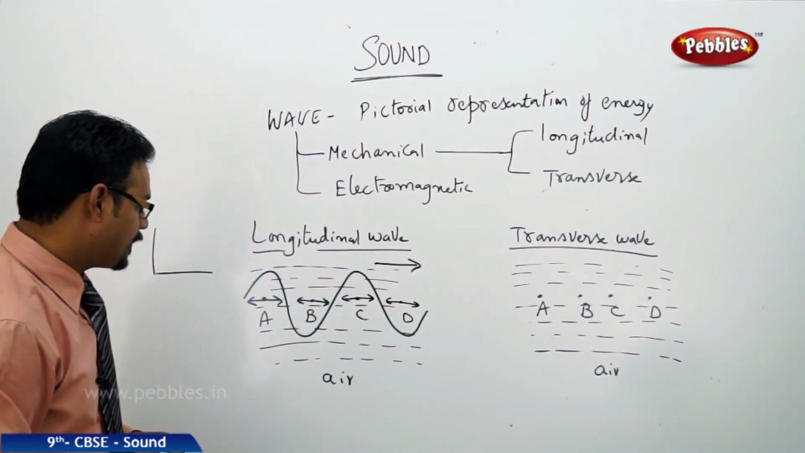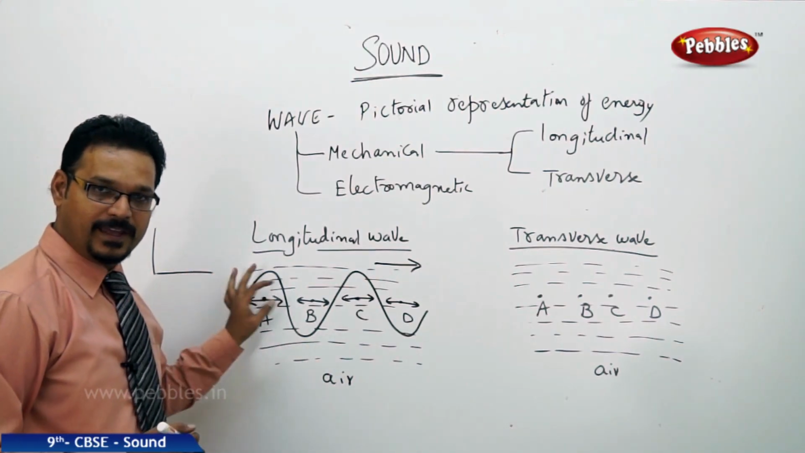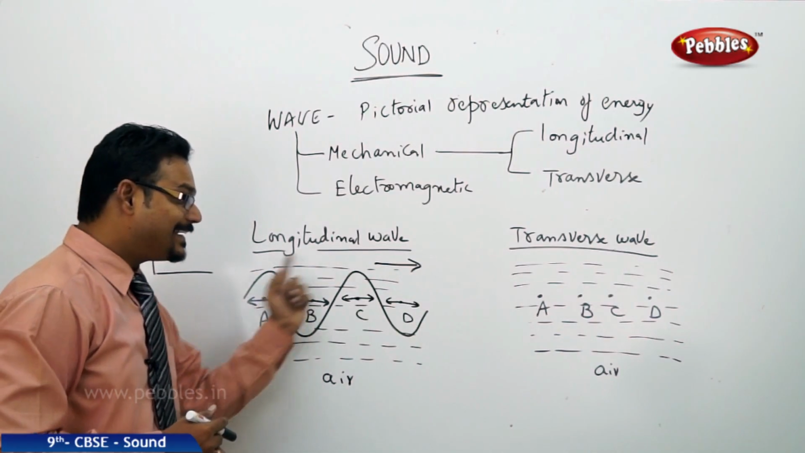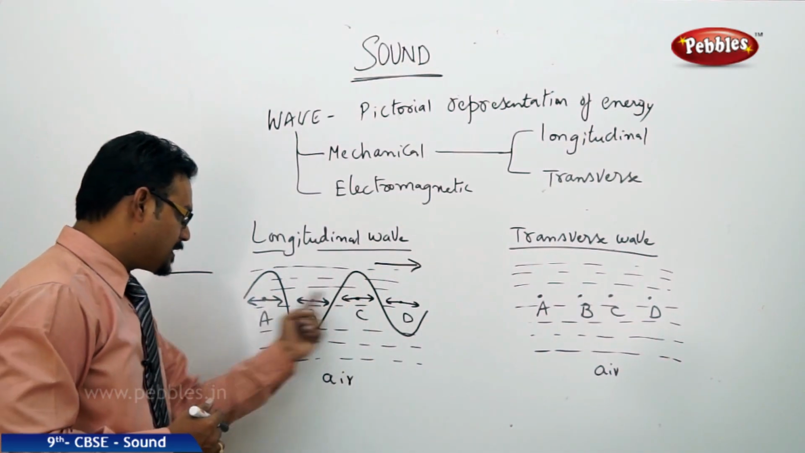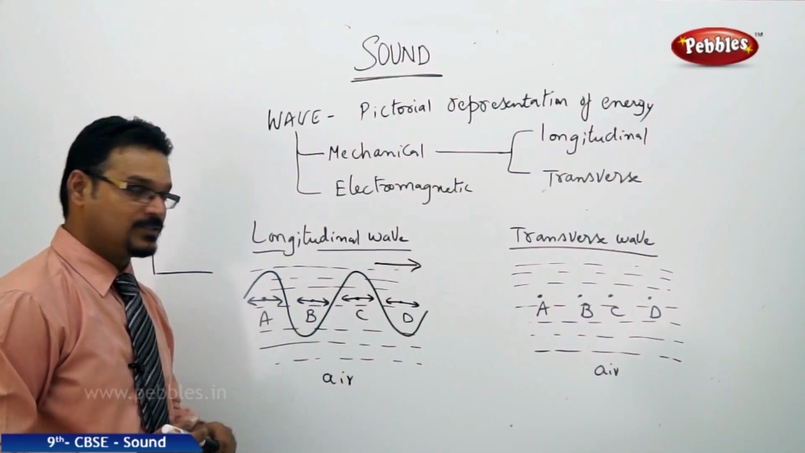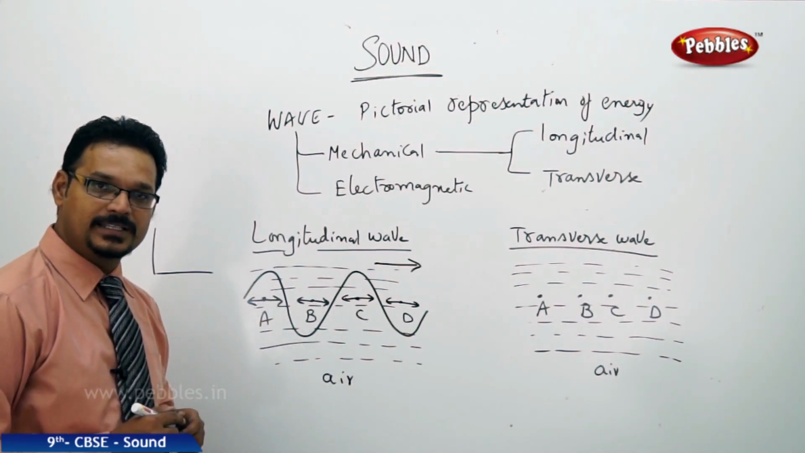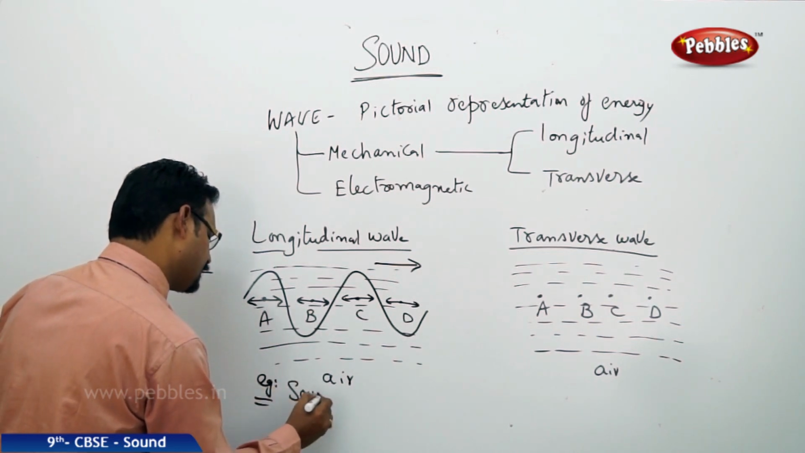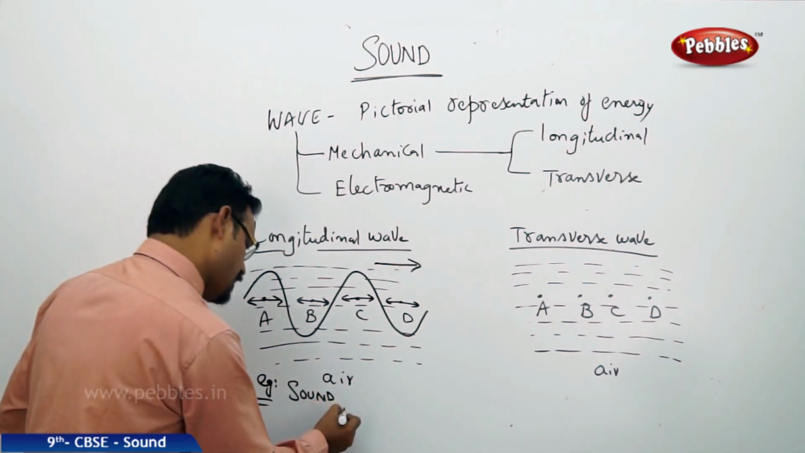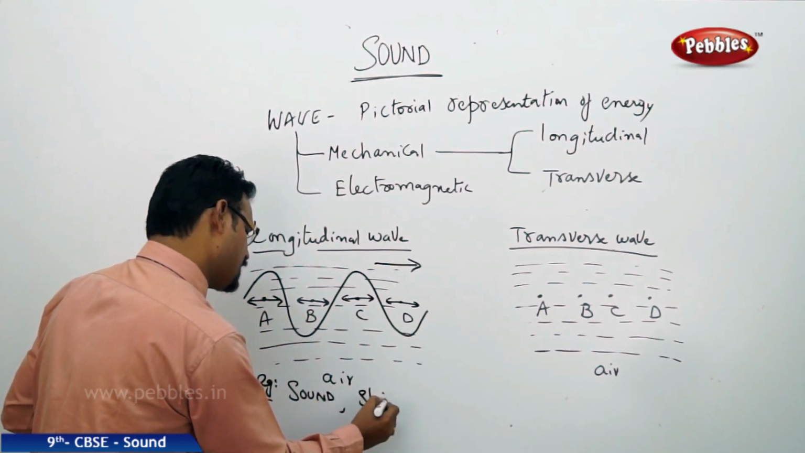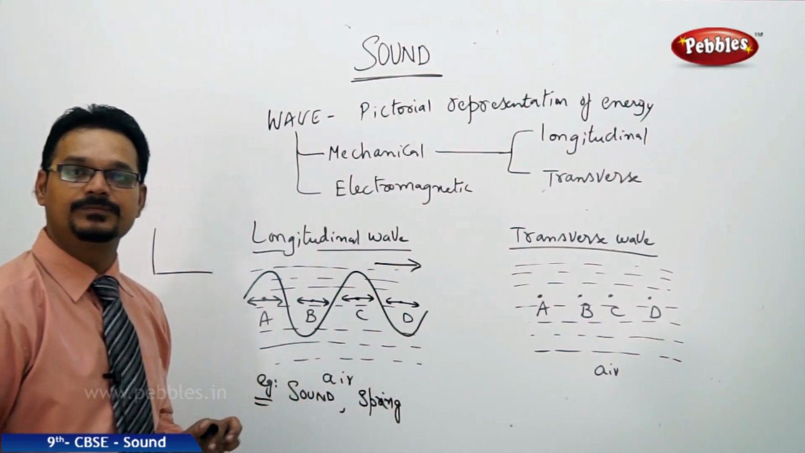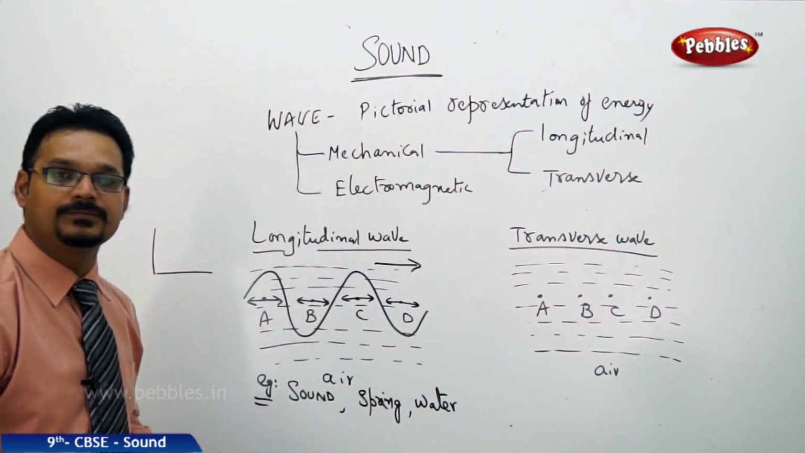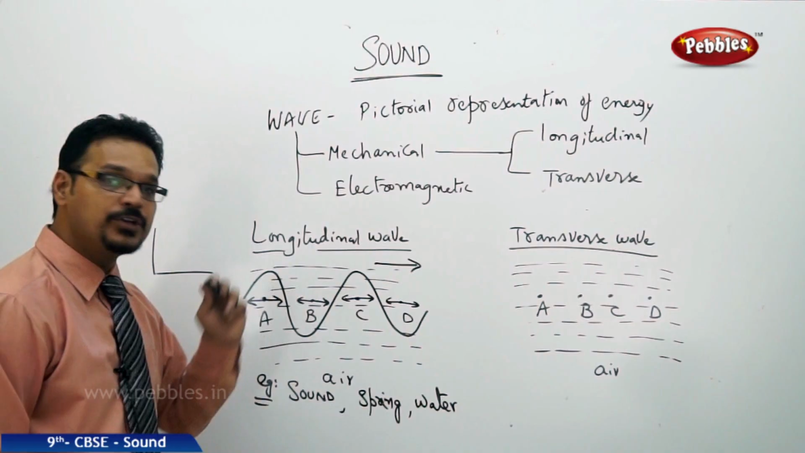So I can say a longitudinal wave is the wave when the particles vibrate along the direction of the wave. So particles vibrating along the direction of the wave is what is called a longitudinal wave. Understand? Now examples of longitudinal waves: sound is a longitudinal wave. Next, waves in a spring are also longitudinal. And you can produce water waves, also longitudinal. So sound, springs, water are longitudinal waves.